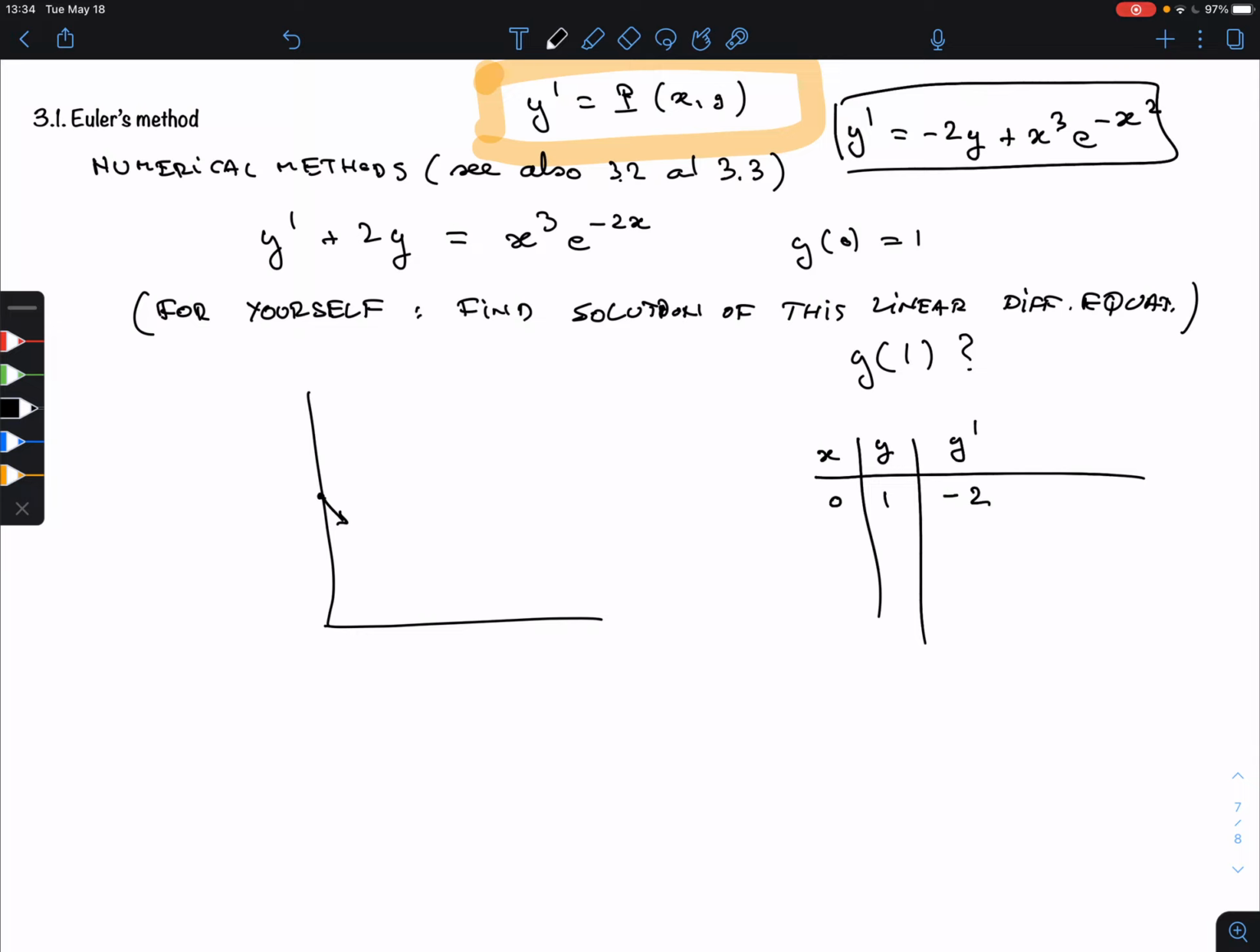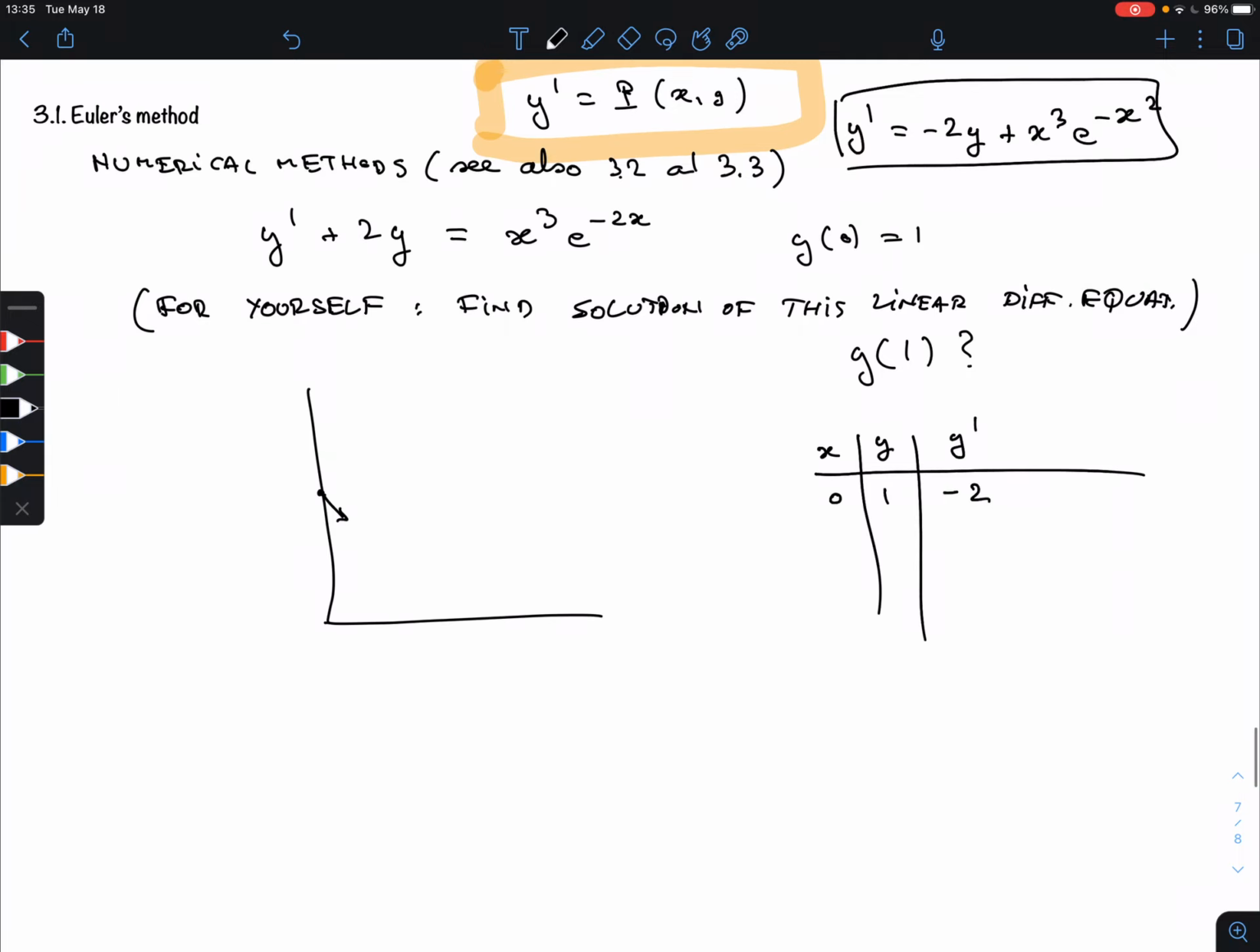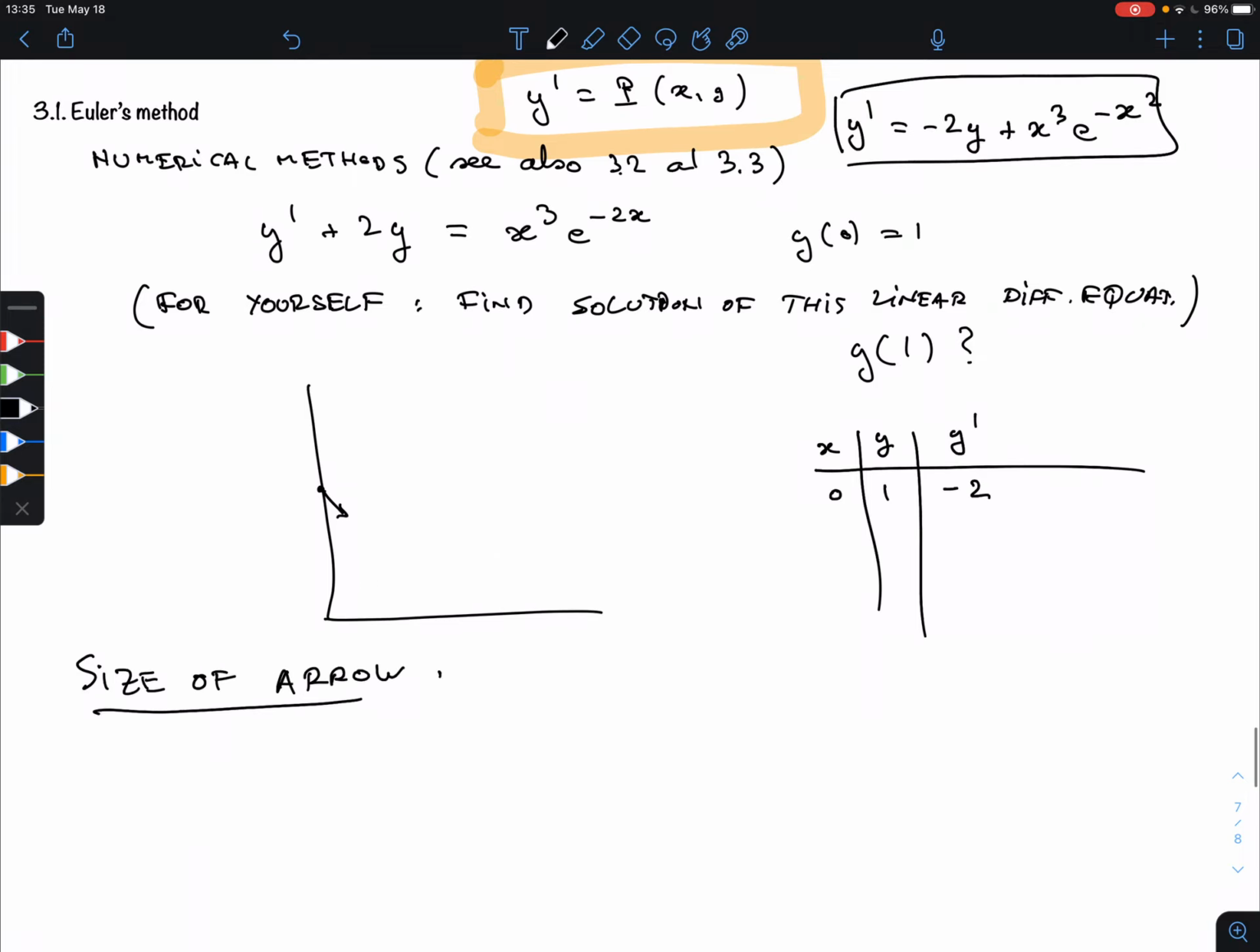Now I said in these direction fields, the size of the arrow doesn't matter that much. It's the direction that matters. And Euler's method says, well, okay, but why don't we fix the size of these arrows? And so the size of the arrow, we're going to call this h. And so we're going to keep a fixed size of arrows.